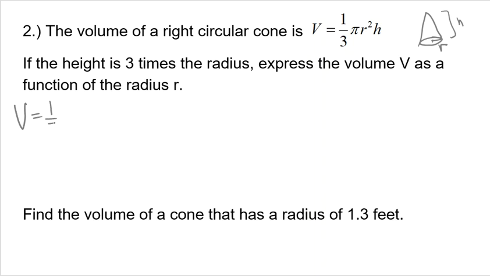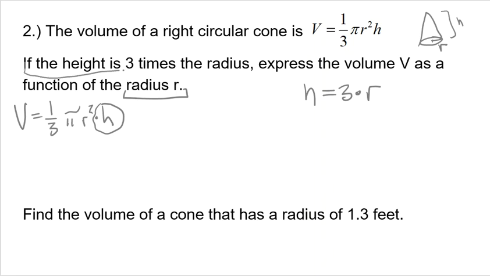So I already know the volume is 1/3 pi r squared times h. But remember, I want to express the function as only the radius. I don't want this h. So I need to replace the h. Well, what do I replace the h with? Well, it said that the height is 3 times the radius. So I took this sentence in English, and I converted it to math. Is means equal, so h is 3 times the radius. So now I can replace h with 3 times r. So volume equals 1/3 pi r squared, but instead of an h, I'm going to type in 3r.